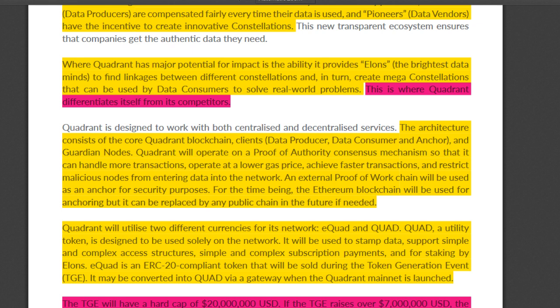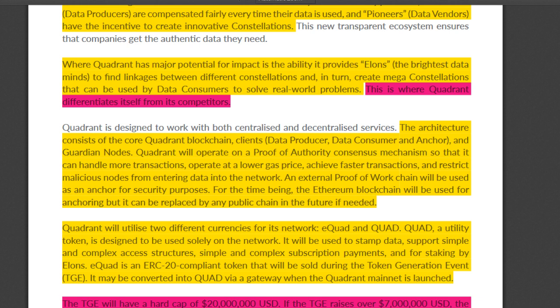The architecture consists of the core Quadrant blockchain clients, the data producers, consumers, and anchors, which we're going to touch on later, and guardian nodes, which we're going to touch on later because it has to do with the anchors. Quadrant will operate on a proof of authority consensus mechanism.